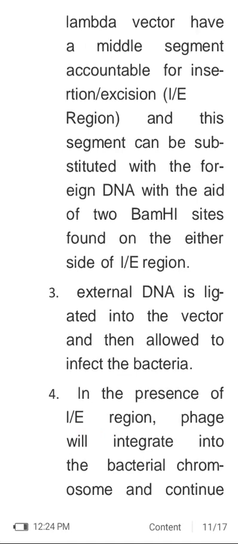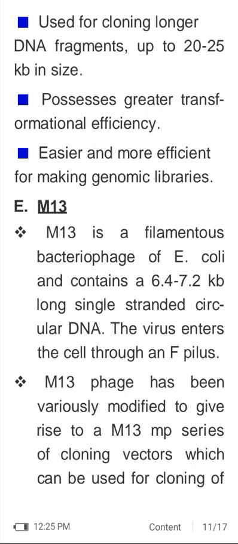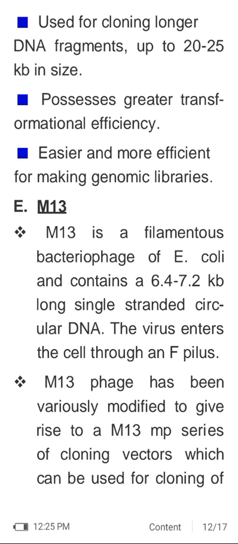External DNA is ligated into the vector and then allowed to infect the bacteria. In the presence of the IE region, phage will integrate into the bacterial chromosome and continue the lysogeny cycle. But when the IE region is disrupted or replaced with the foreign DNA, it will continue the lytic cycle and form plaques. Advantages: used for cloning longer DNA fragments up to 20 to 25 kb in size. Possesses the greatest transformation efficiency, easier and more convenient for making genomic libraries.